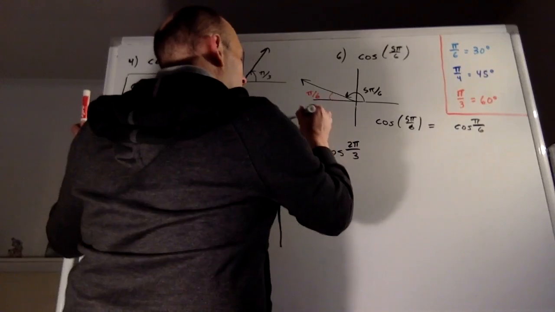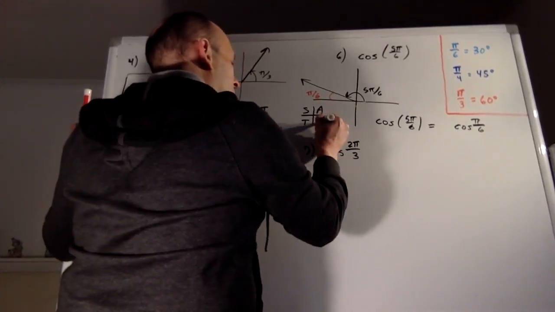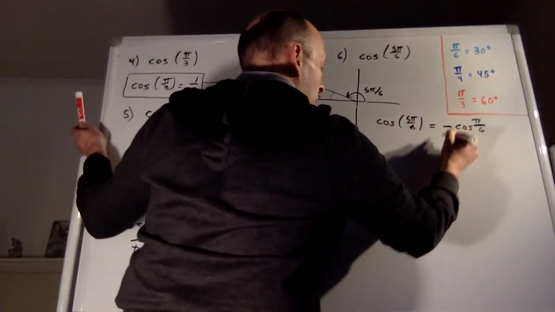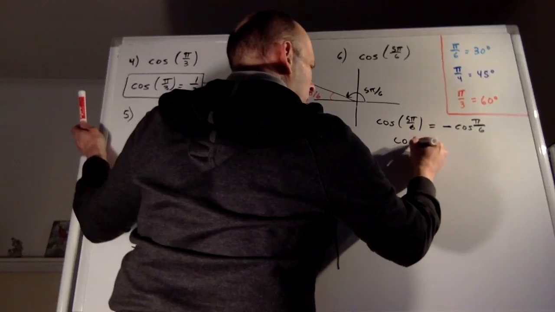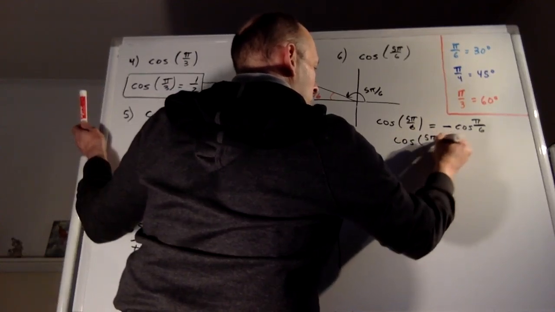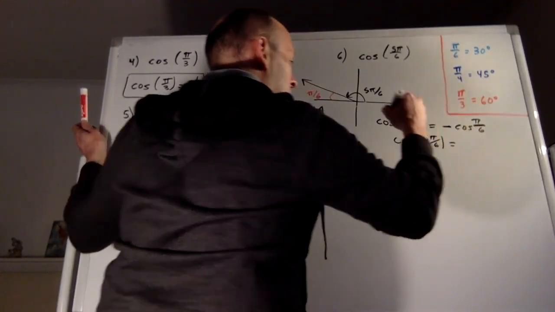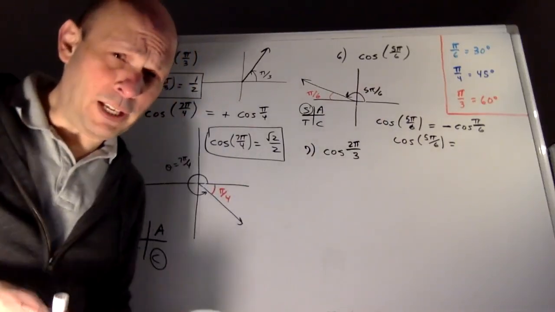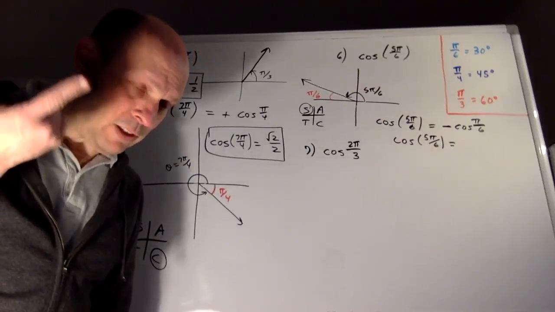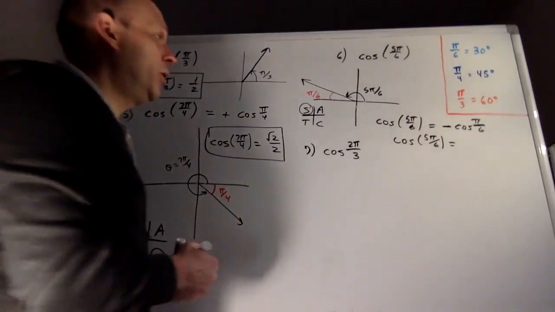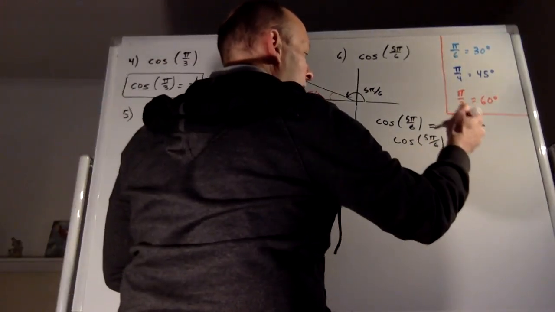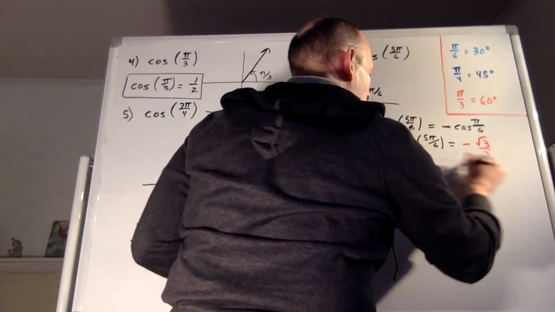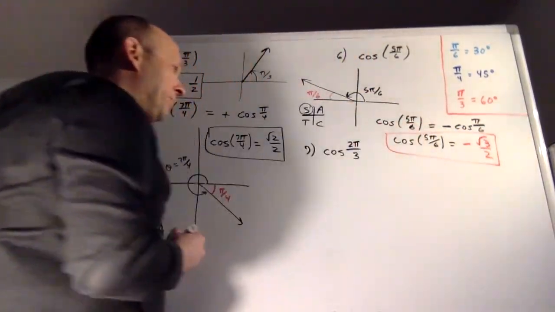And what tells us is our friend ASTC. So in quadrant 2, cosine is negative. So it will be the negation of cosine pi over 6. So if I know the cosine of pi over 6, I'm in business, because the cosine of 5 pi over 6 will be the negation of that. Well, pi over 6 is 30 degrees, right? So the cosine of 30, see that one starts at 1 and goes down, that's rad 3 over 2. So the cosine of 5 pi over 6 will be the negation of that. So it's going to be negative rad 3 over 2. So there's your cosine of 5 pi over 6.